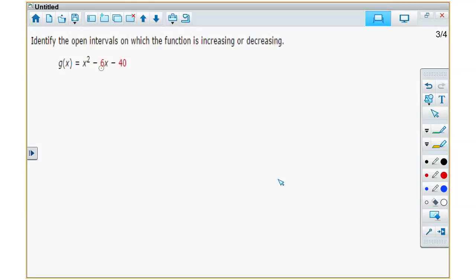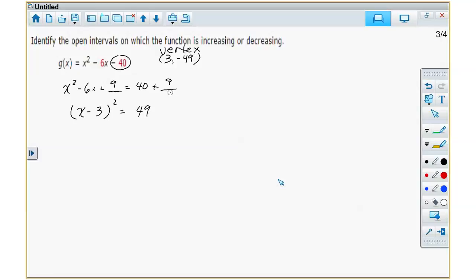There's your y-intercept. X-intercept: x squared minus 6x plus blank is equal to 40 plus blank. Half of 6 is 3, 3 squared is 9. X minus 3, quantity squared, is equal to 49. Now you've got a vertex. So the vertex is equal to what? 3, comma, negative 49.